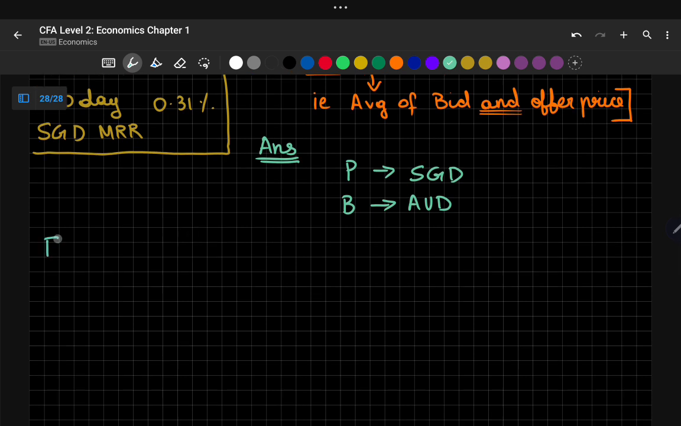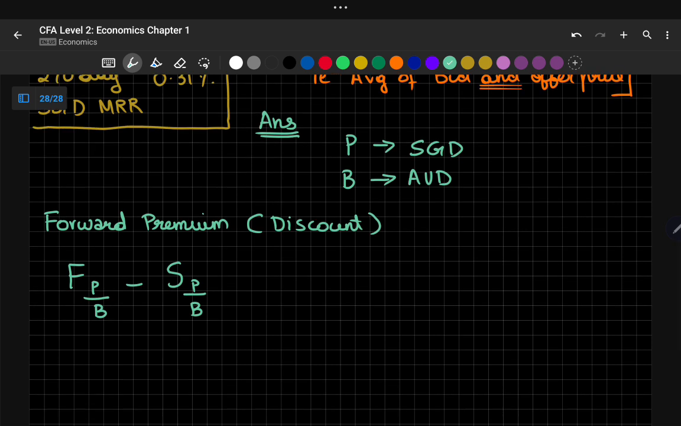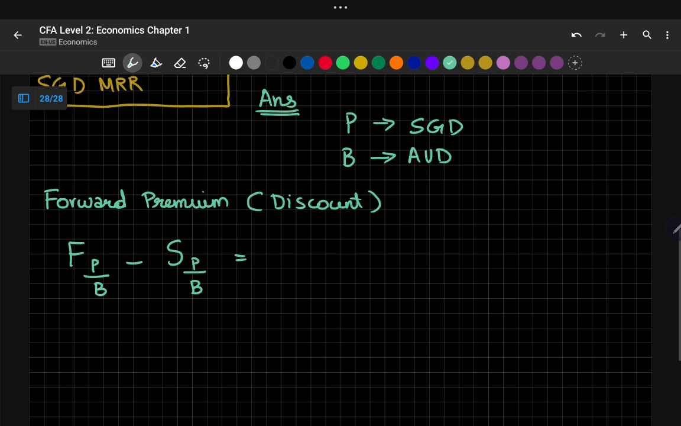So what is the formula? The forward premium or discount formula is the forward price of the given currency pair minus the spot price of the given currency pair. So it would give me the forward premium or discount. Now how can I calculate it? This would be equal to the spot price into actual by 360.